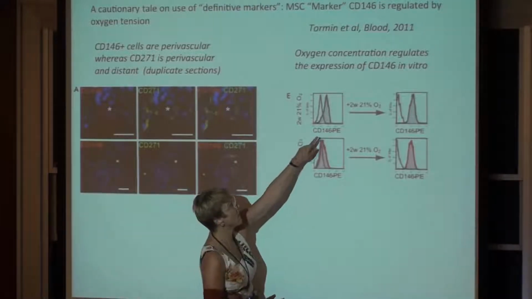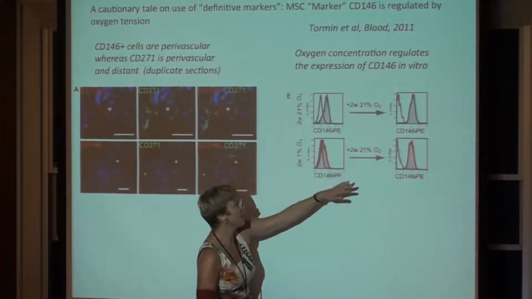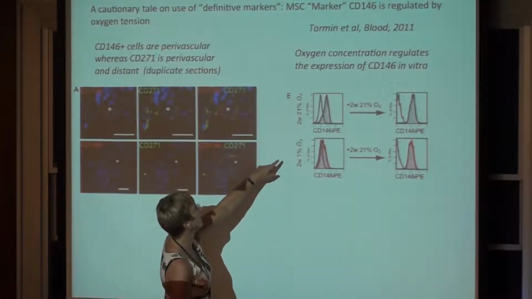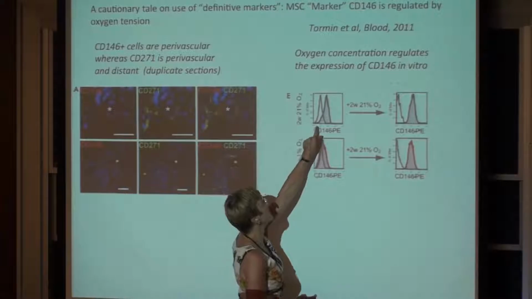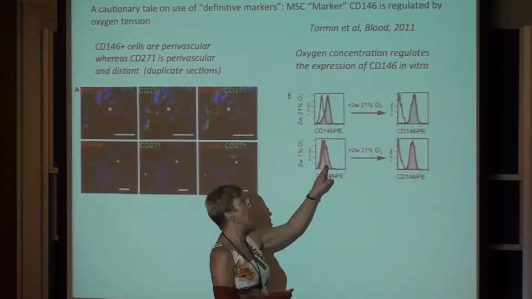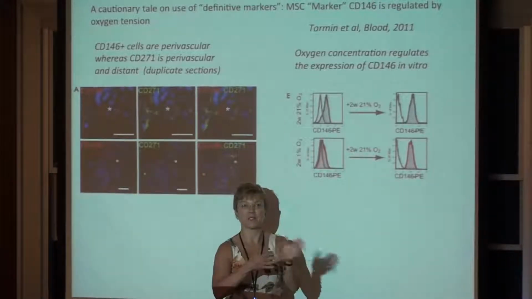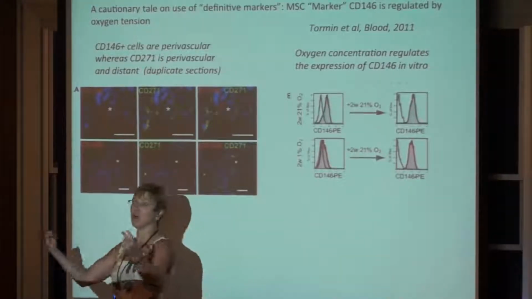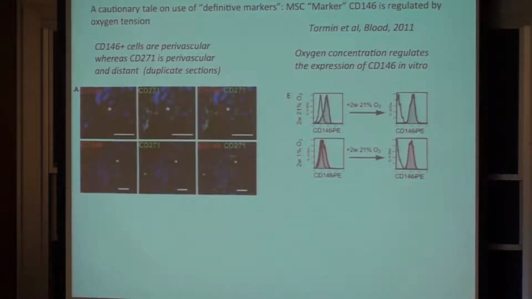So these are FACS data where they culture in 21% oxygen, and you can see all the cells are pretty much expressing CD146, but in low oxygen, you lose the expression. Then you culture them in oxygen again, and they start to express CD146. So it seems like this marker, which was viewed as the marker for a while of mesenchymal stem cells, is in fact regulated by oxygen, and there's actually evidence that these stem cells are present all throughout the marrow.